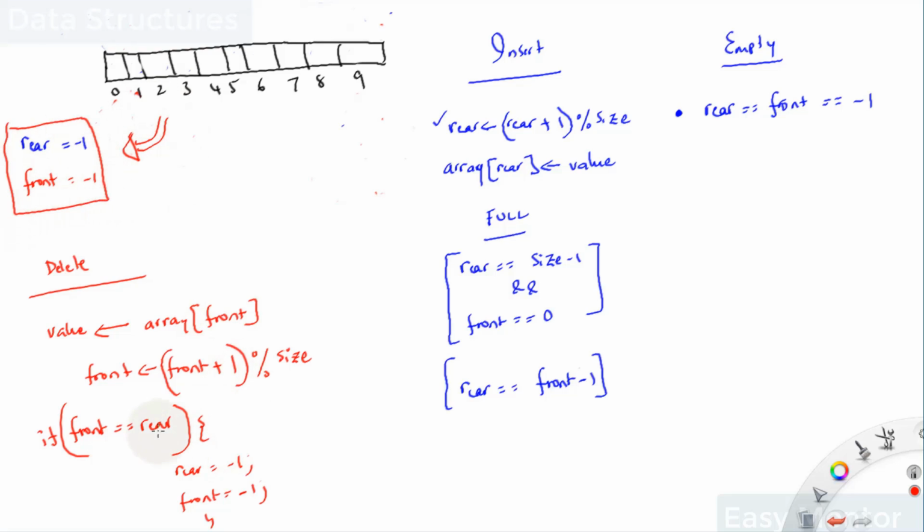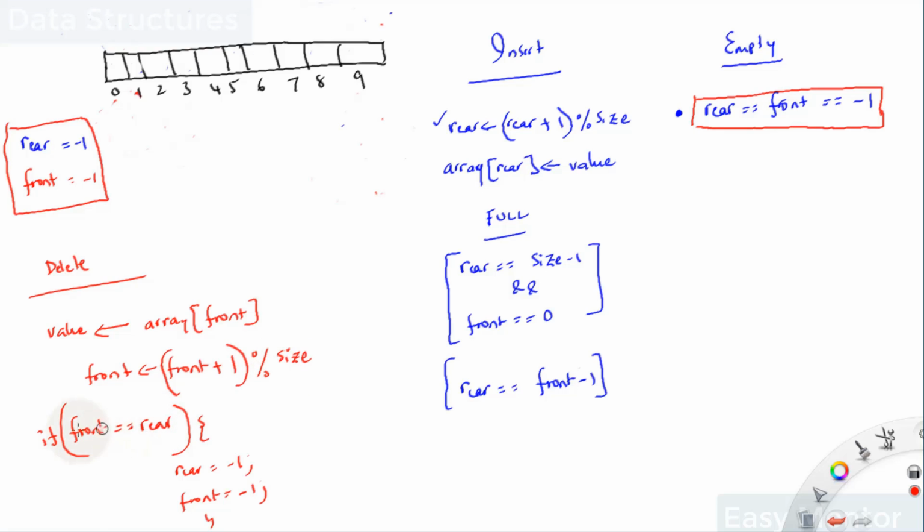So by having this tweak piece of logic in your delete operation, this condition is sufficient to make sure that you discover when the queue becomes empty. And yeah, that's pretty much it. So delete basically saves the value before it increments the front pointer or front index, making sure it circles back to the start of the array if it falls off the cliff of the array.